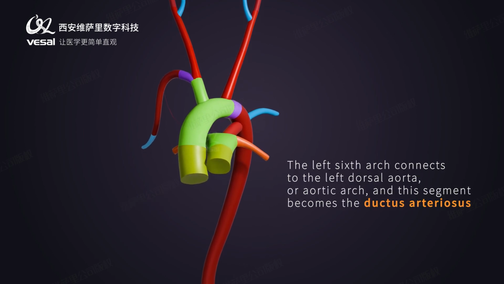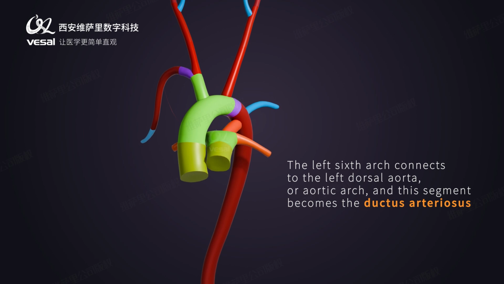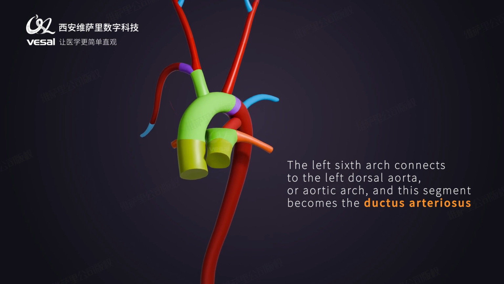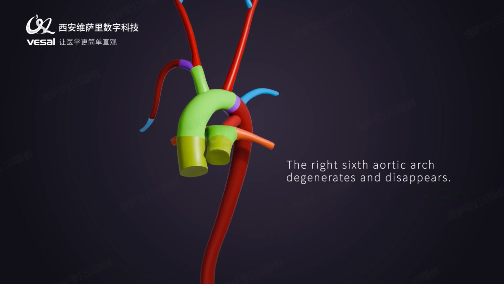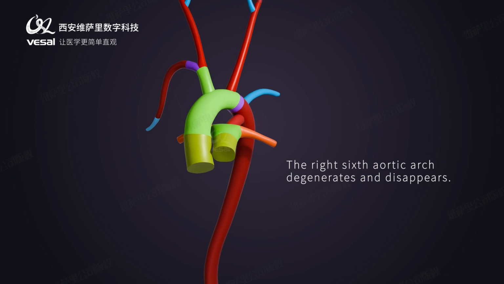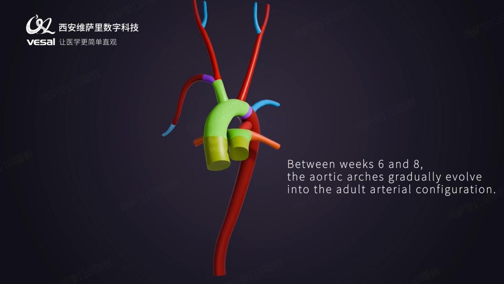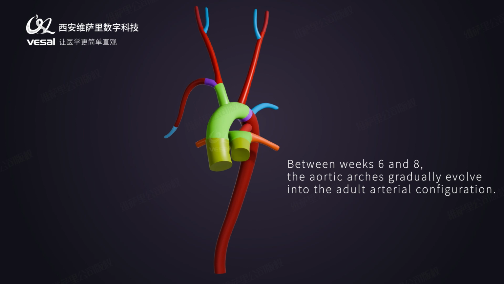For the sixth pair of aortic arches, each gives rise to a pulmonary artery branch to the lung bud. The left sixth arch connects to the left dorsal aorta, or aortic arch, and this segment becomes the ductus arteriosus. The right sixth aortic arch degenerates and disappears. Between weeks 6 and 8, the aortic arches gradually evolve into the adult arterial configuration.